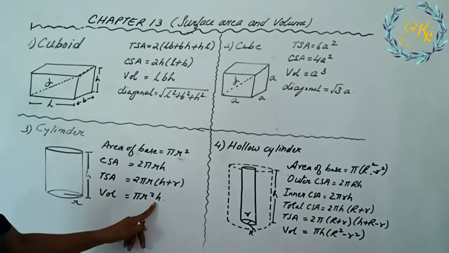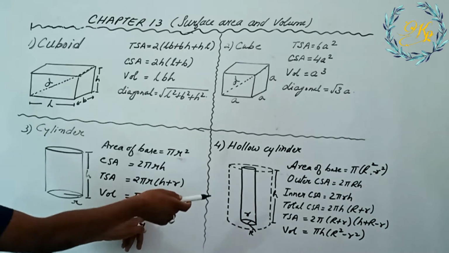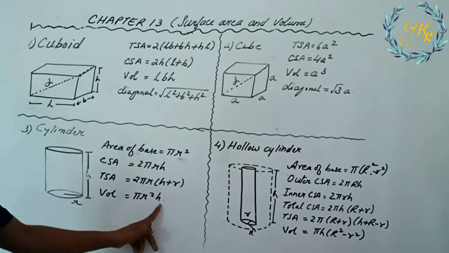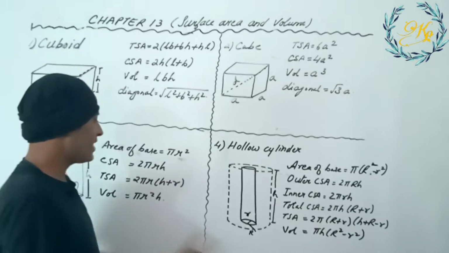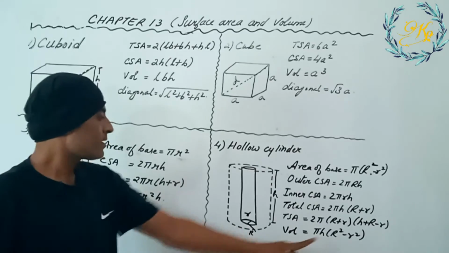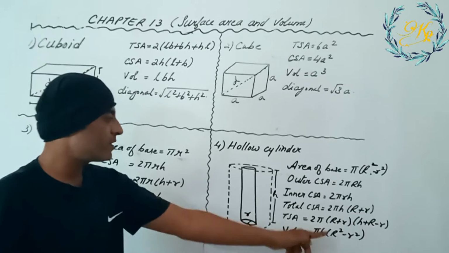If you want to find the volume, you can see the difference here. The difference is only of the radius. There is a difference of radius square in the bracket. Here it is pi r square h. As you have a single radius, in a hollow cylinder you have two radiuses. So you write pi h (the larger radius square minus the smaller radius square).